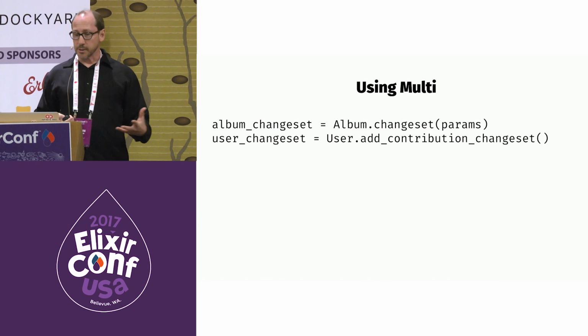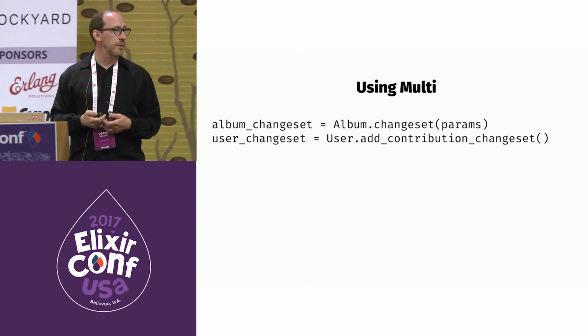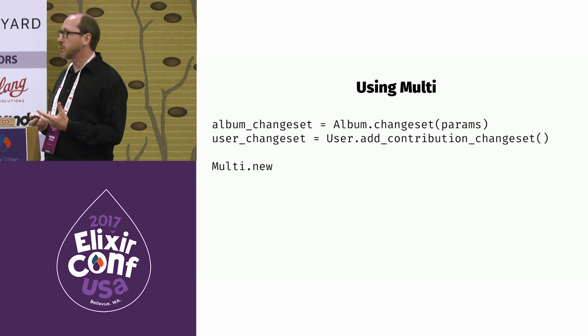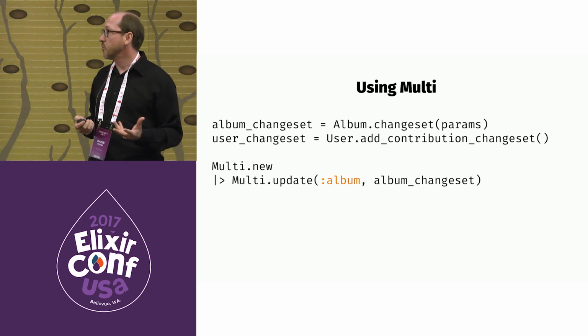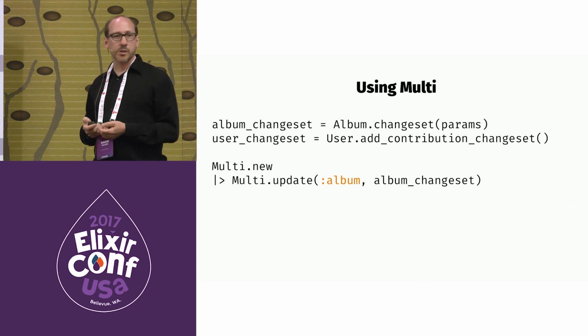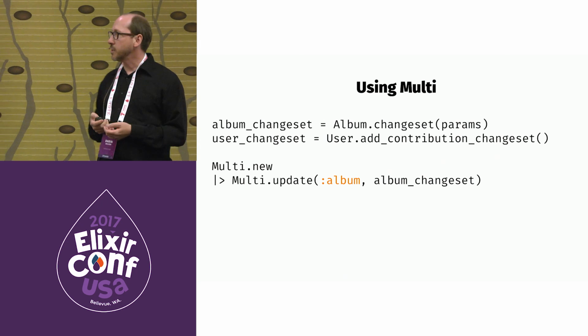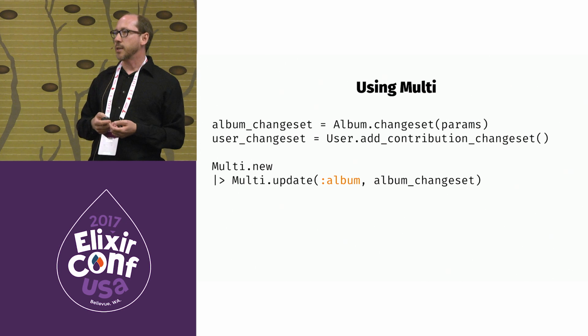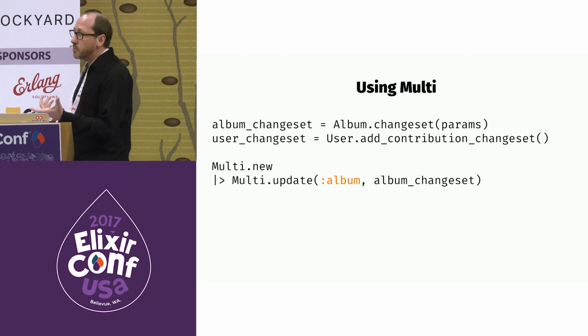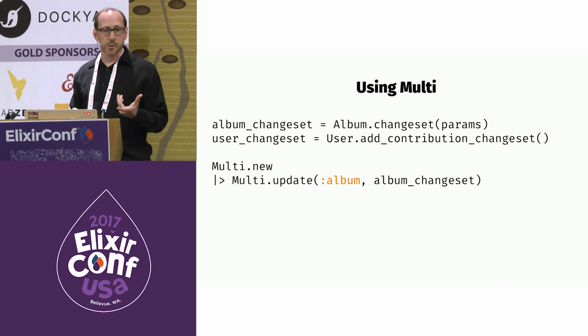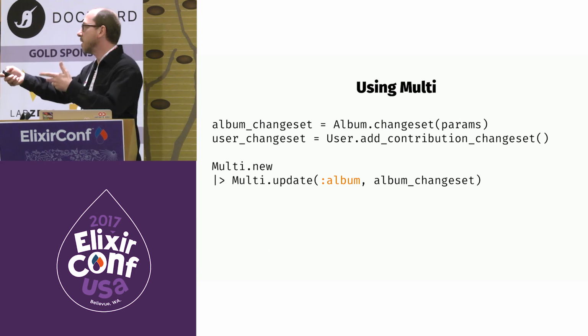Multi can help us out with this. So using those same two change sets, instead of going straight to a transaction, we'll create a multi with the new function. And then we start piping it into operations that we want to queue up. So we want to say, all right, we want to run an update operation. You've got to give it a name. Each part of the multi needs to have a unique name. So we'll use album for this one, and we say the album change set.